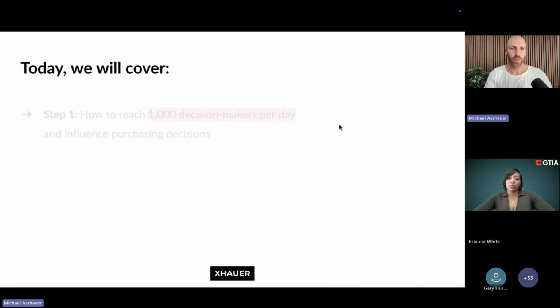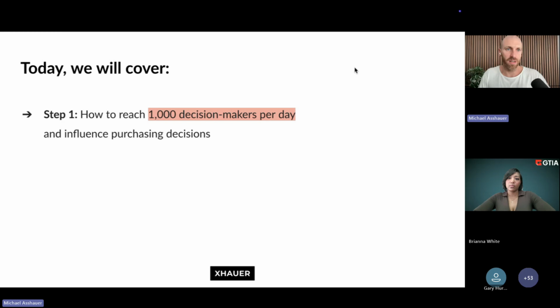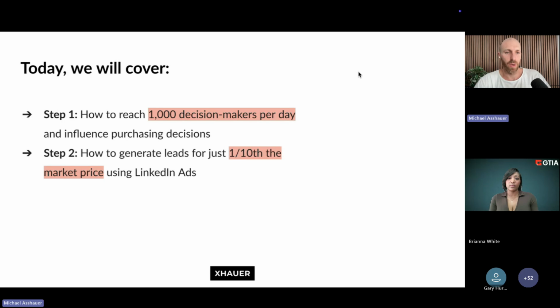So that's what we're going to cover in our 3 steps. First of all, I would like to show you how you can reach around 1,000 decision makers per day, exact decision makers in your exact target groups, and influence their purchasing decisions, based on LinkedIn in this case here. And step number 2, I would like to show you how you can do lead generation on LinkedIn as well for just 1/10 of the market price using LinkedIn advertising.